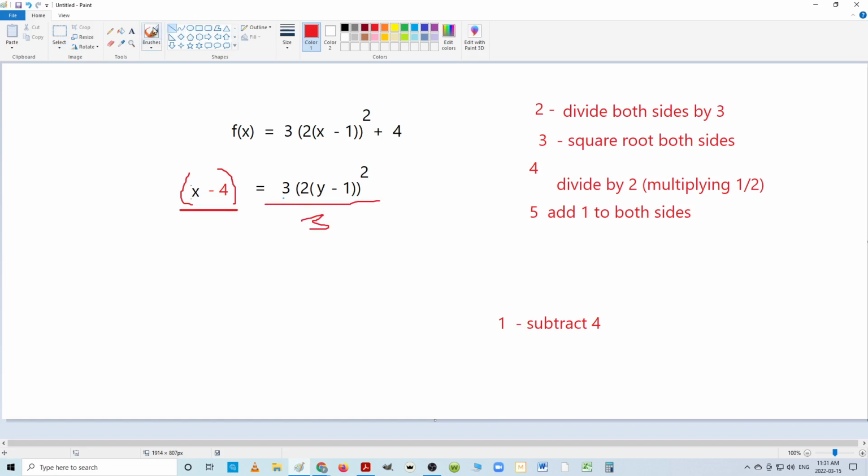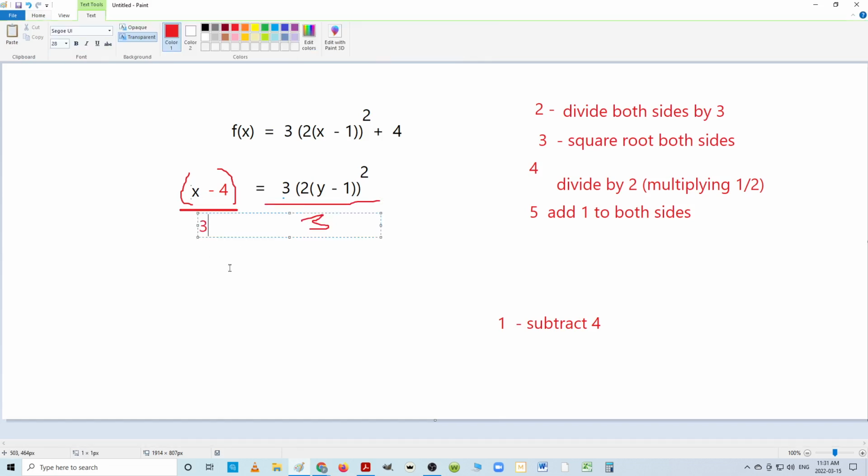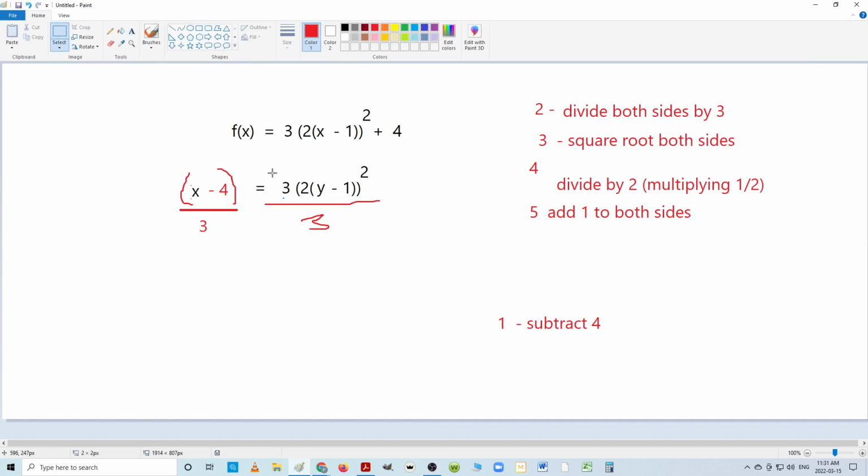And as long as you're doing the same thing to both sides of an equation, you are not messing up the equation. So I'm going to divide it by 3, gets rid of that. What's my next step? Square root both sides.